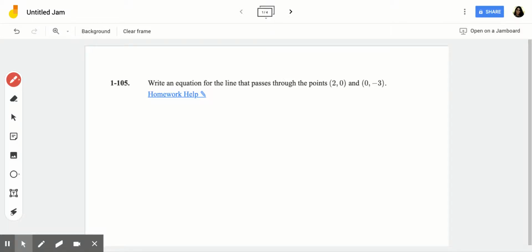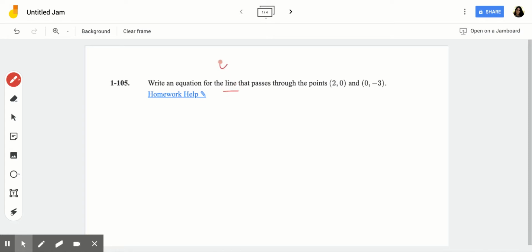Hi, everybody. I'm going to go over problem 1-105. I think it's a good review of linear functions. I wanted to do this without Desmos, although I know you could type it into Desmos and figure out the slope. So we're trying to find the equation for a line.